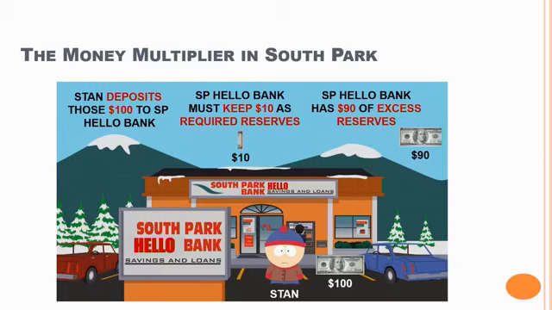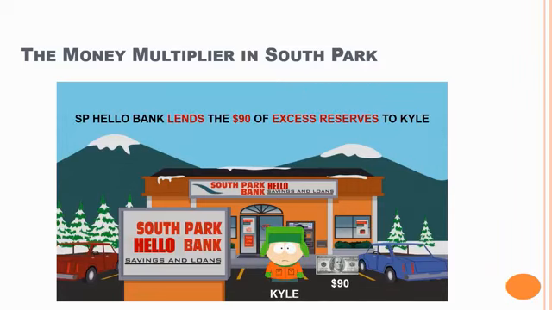So the total bank reserves are equal to the required reserve and the excess reserve. Okay? $90 of excess reserves. And what will South Park Hello Bank do with this excess reserve? It's going to use it to make additional loans. So of course we need to find someone who wants to borrow money. And guess what? We have someone. We have Kyle, and he wants to borrow money from South Park Hello Bank. So South Park Hello Bank will lend $90 of excess reserves to Kyle.